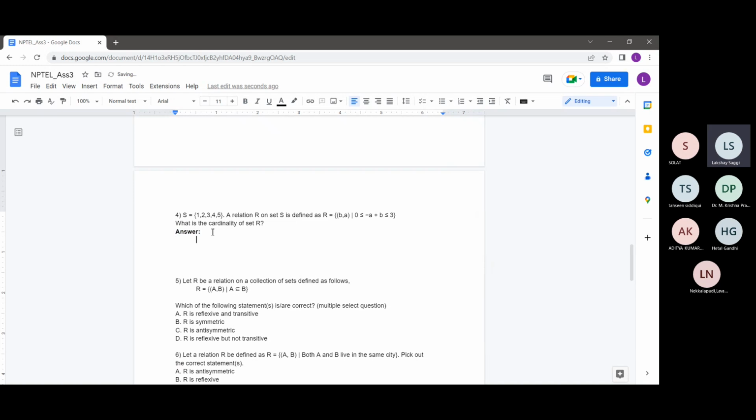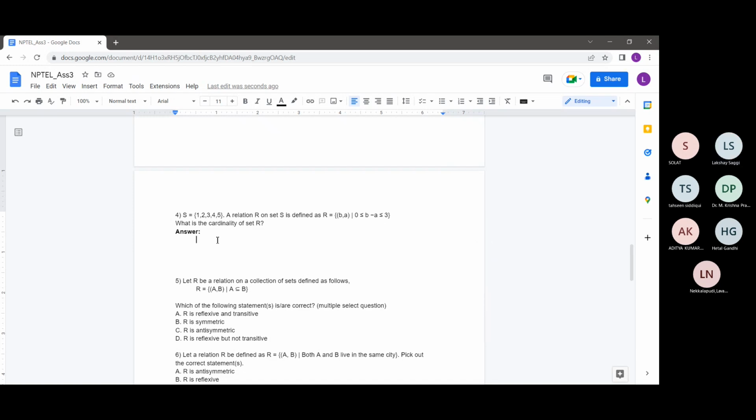So question 4 is basically saying, let S be the set {1, 2, 3, 4, 5}. A relation R is defined as R = {(B, A) such that 0 ≤ B − A ≤ 3}. This is B minus A, right? So maybe we just write it as B minus A, so it is a little clearer in the notation. So a relation on the set is defined as R = {(B, A) such that B − A lies in the range 0 to 3}. So basically, what is the cardinality of set R?